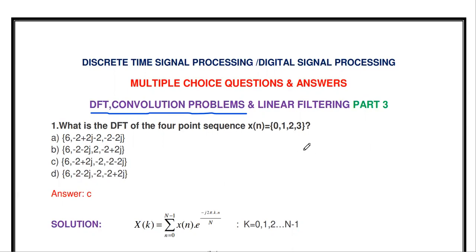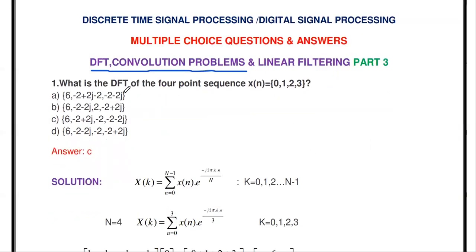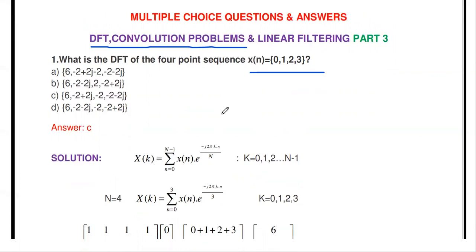The first question you see: what is the DFT of the 4-point sequence x of n equal to 0, 1, 2, 3? So this is a 2-mark problem. Generally, we can calculate the DFT for n-point DFT. Here the given sequence x of n is equal to 0, 1, 2, 3. How many samples are available in x of n? 4 samples. So we may use the 4-point DFT.